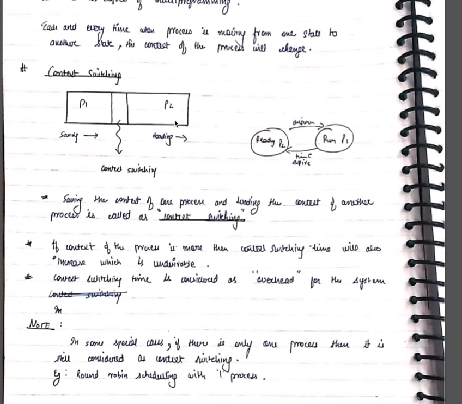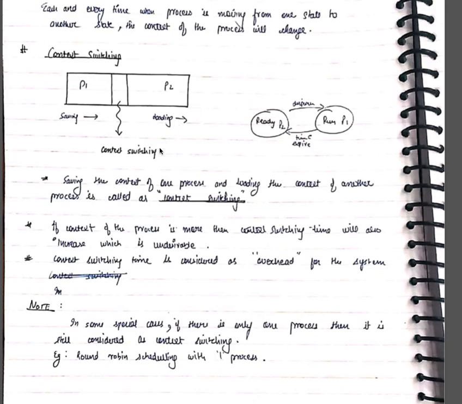Now, context switch. This definition is a little important, because it can be asked in the GATE exam also by simply giving the options, because it has been repeated previously. So context switching is nothing but saving the context of one process and loading the context of another. And now, what do you mean by context? I hope you remember that context is the attributes of the process.